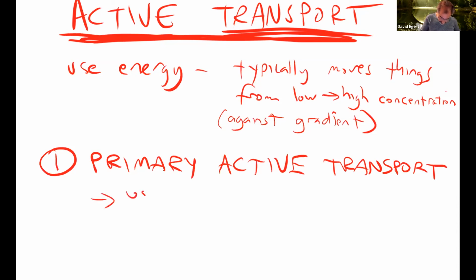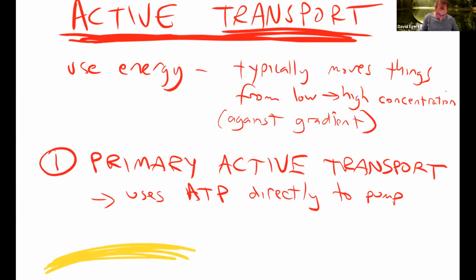This uses ATP directly to pump things. So there's going to be a variety of primary active transport. One of the important pumps in a lot of cells pumps sodium out and pumps potassium in. In order to make that run, you're going to take ATP and break it apart into ADP plus phosphate. So this would be a primary active transport. It's using the energy from ATP here.